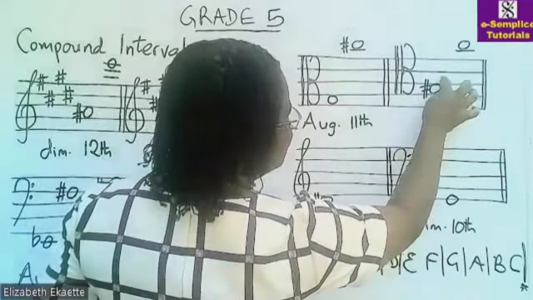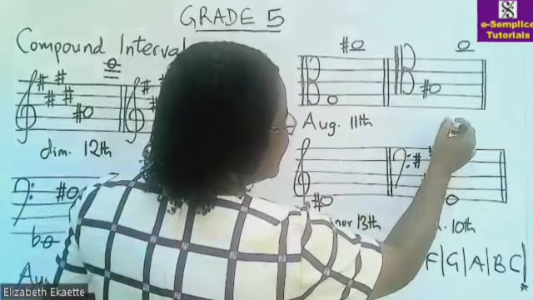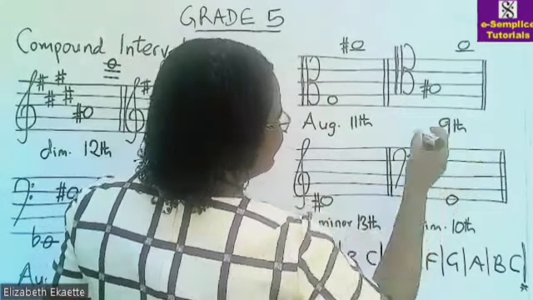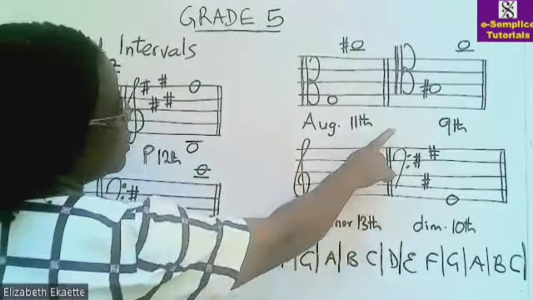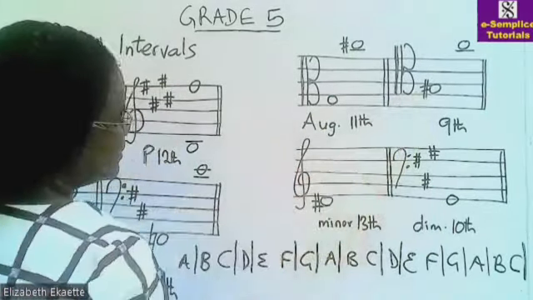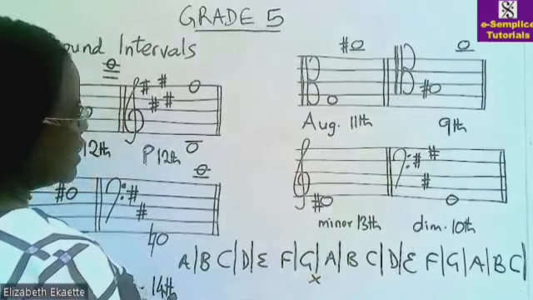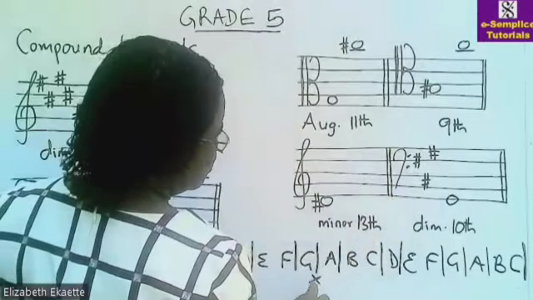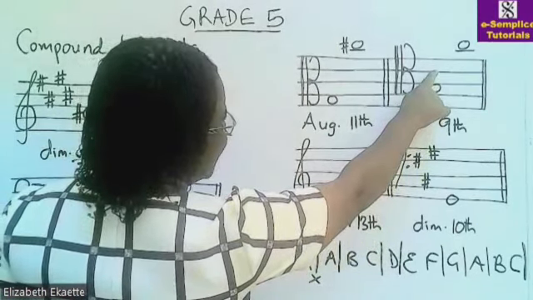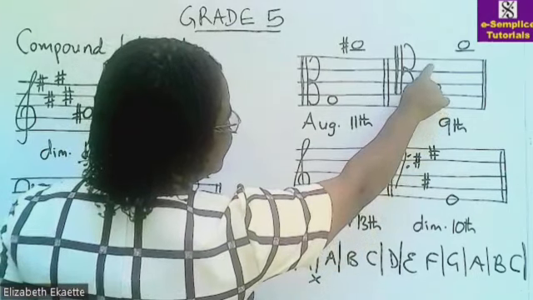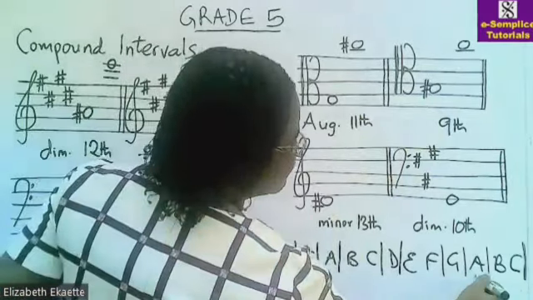Now, let's do the next one. We go 1, 2, 3, 4, 5, 6, 7, 8, 9. The interval number is a 9th. Now, I go to the keyboard to verify the quality. My lower note is G sharp. So I mark G sharp here and I'm going to G sharp there. I'm going to the upper note. My upper note is C, D, E, F, G, A. I'm going to A.